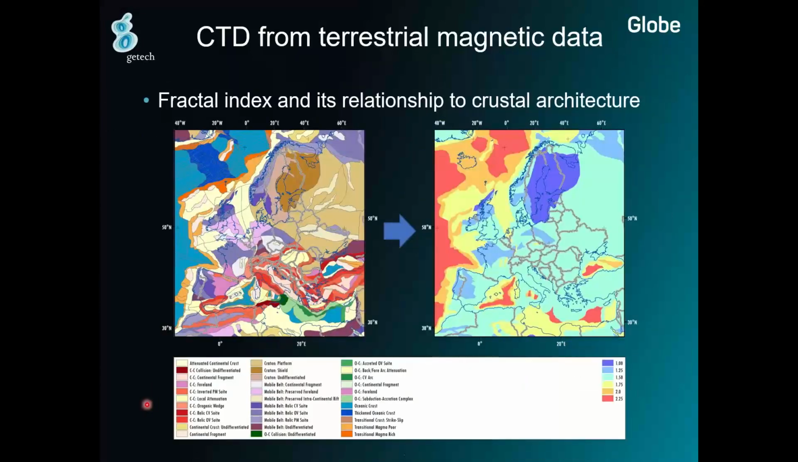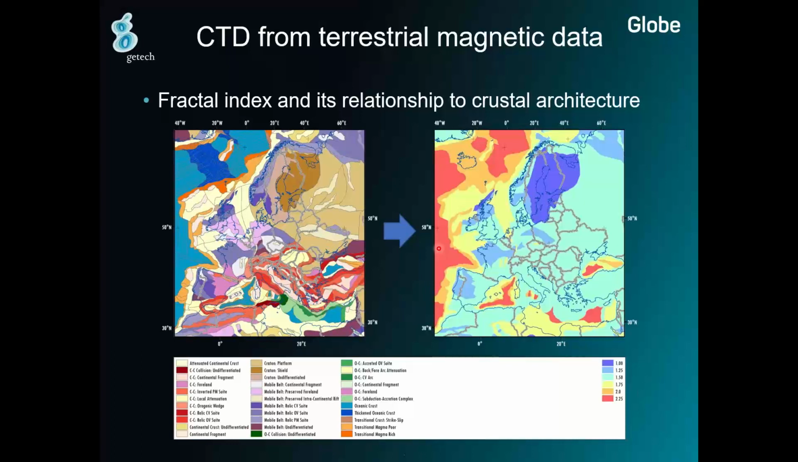Interestingly, what we find is that the fractal index is quite heavily related to the geological regime. And so we can use Getech's crustal architecture layer to inform the values for the fractal index that we need to use. And what we find is that over shield areas, we generally have low values of fractal index, and so the magnetization is more or less random. Whereas in oceanic areas, we have higher values of fractal index, and that means that the magnetization is quite strongly correlated.